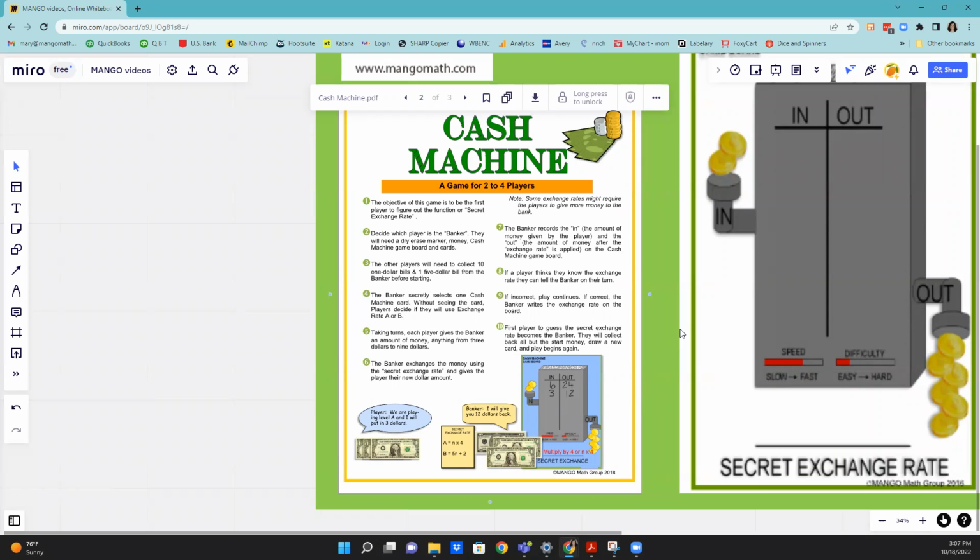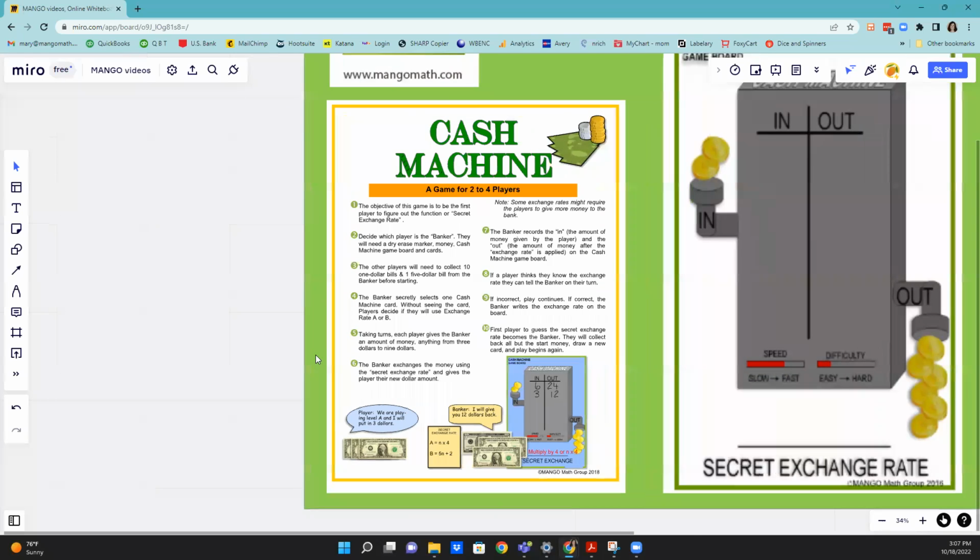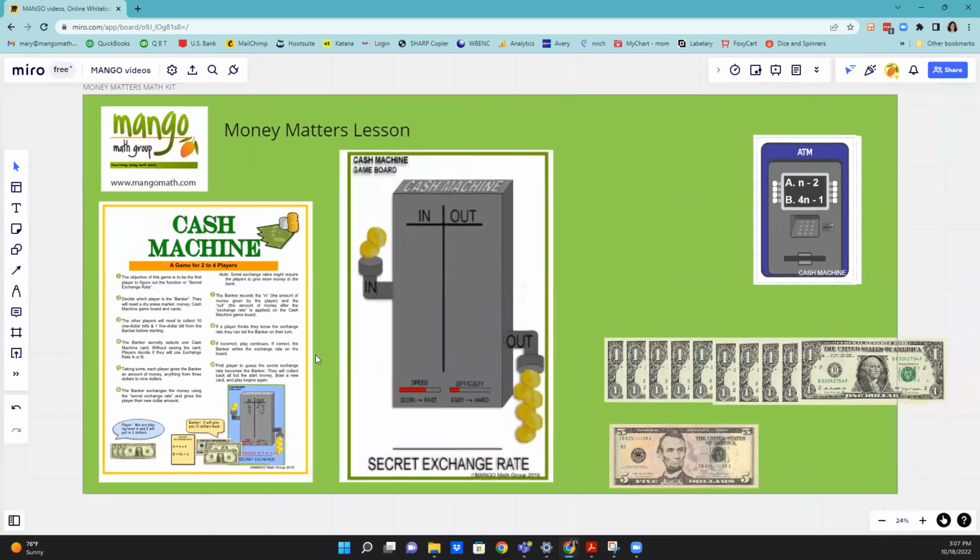You can play this game with 2 to 4 players. You could actually go more than 4 players if you want to. This activity has one student being the banker, and they'll hold the money and the deck of cards, and they'll be doing the exchange rate. The banker will give each player the start $15: 1 five and 5 tens.